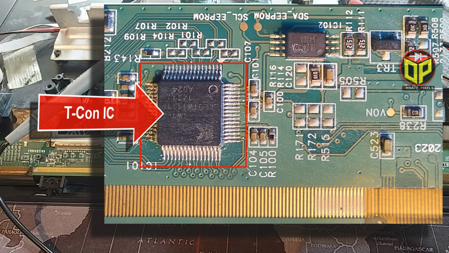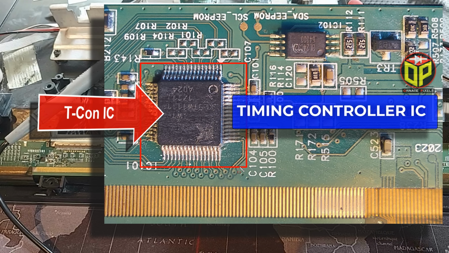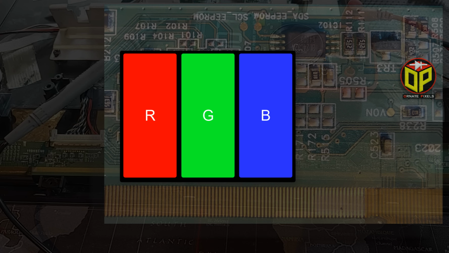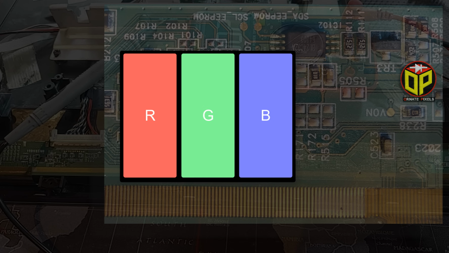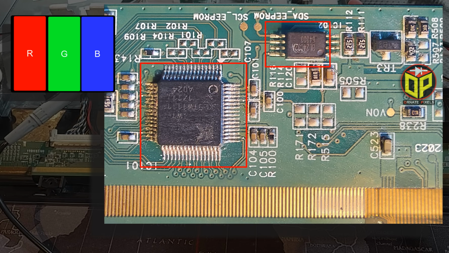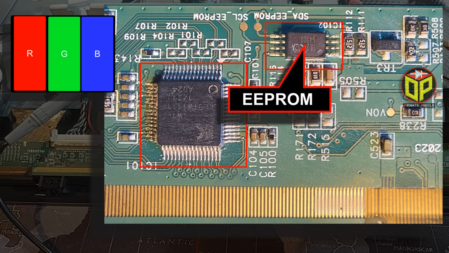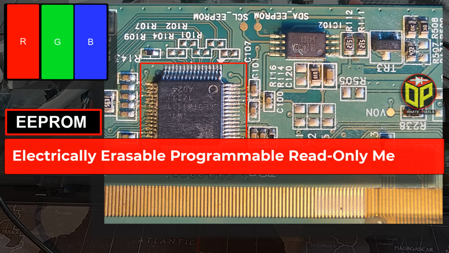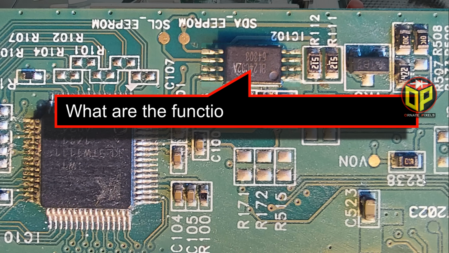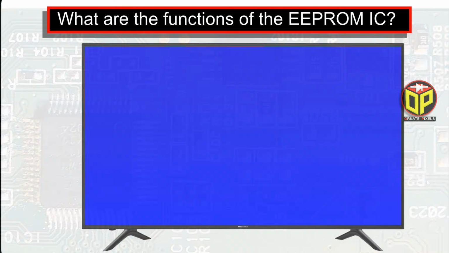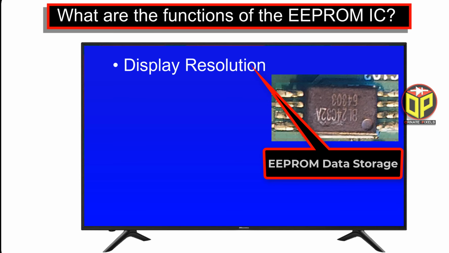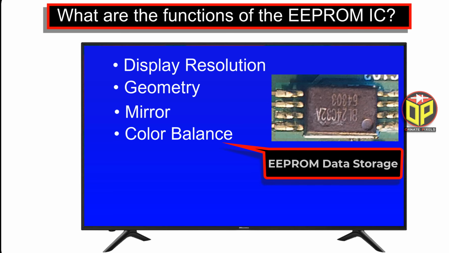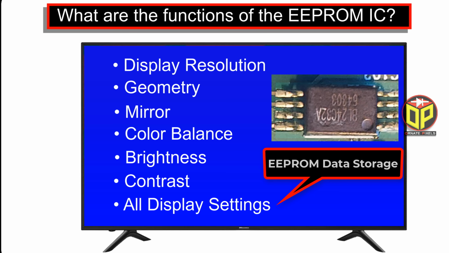This is the T-con IC or timing controller IC. This IC controls the on and off timing of each subpixel and the brightness of the display's pixels. It is the T-con EEP ROM IC. Its complete form is electrically erasable, programmable read-only memory. What are the functions of this EEP ROM IC? Its function is to store data on display resolution, geometry, mirror, color balance, brightness, contrast and all display settings.